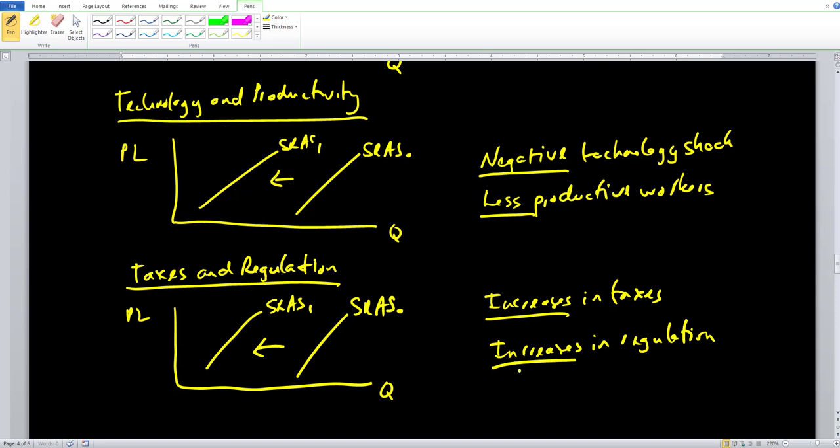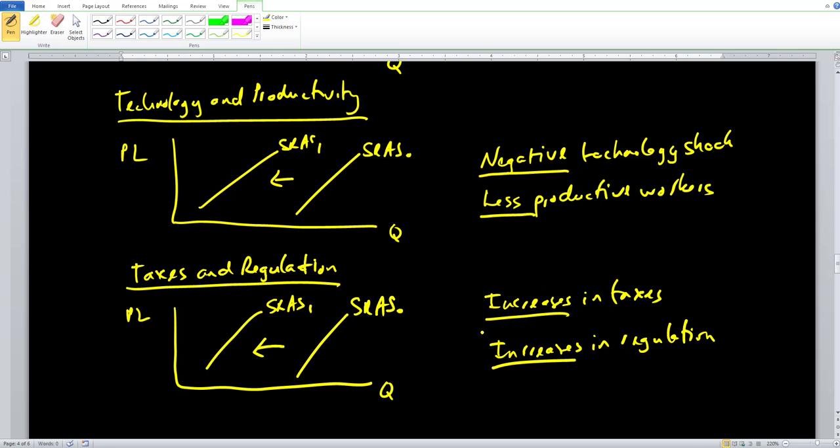So the higher the regulation, or the stricter the regulation is for the country, that is going to increase the cost for firms and businesses. It increases their operating costs essentially. So here, increases in taxes and increases in regulations work in the same exact direction, and that has the impact of shifting our SRAS curve over to the left.